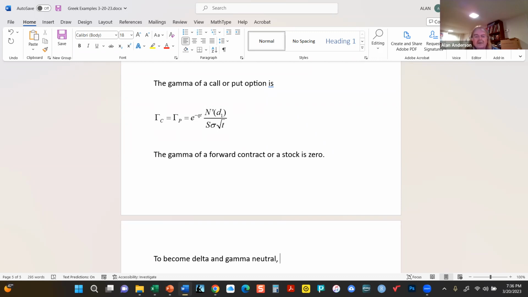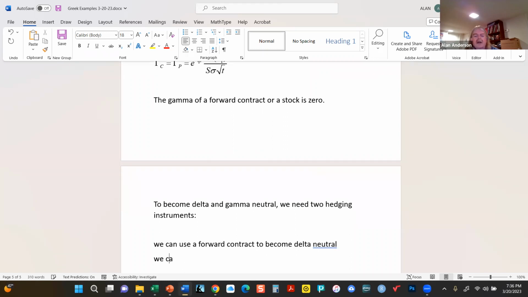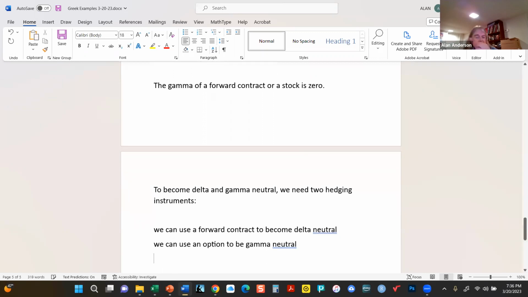one of the easiest approaches would be we can use a forward contract to become delta neutral. And then we can use an option to become gamma neutral. As long as we don't choose the wrong values, of course.